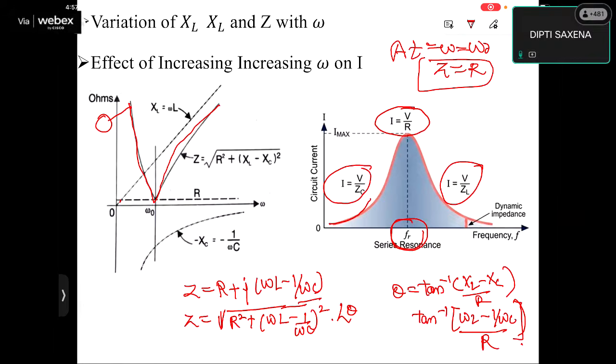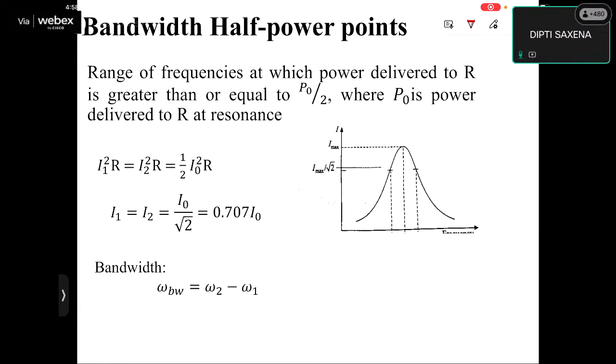So at the resonant frequency, the circuit behaves like a completely resistive circuit. That is, your voltage and current would be in phase with each other. Your current would be maximum. Below the resonant frequency, your circuit behaves like a capacitive circuit, and above the resonant frequency, XL dominates over XC, and therefore the circuit behaves like an inductive circuit.